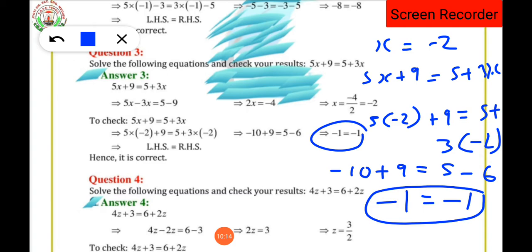5x plus 9 is equals to 5 plus 3x. We have checked our result. x is equals to minus 2 is correct for the equation 5x plus 9 is equals to 5 plus 3x. Have you understood up to here?